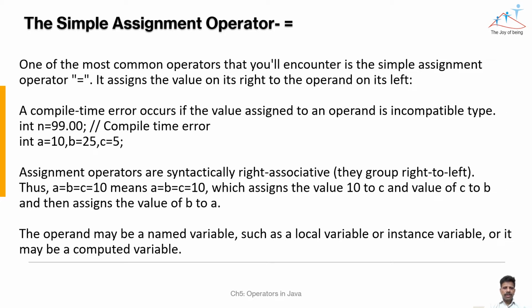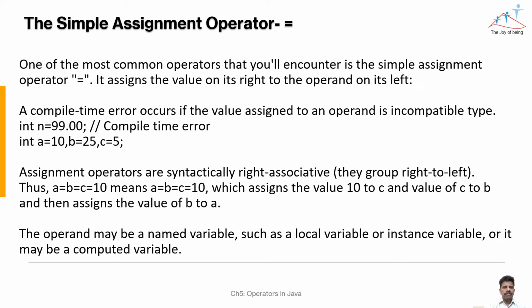Here you can see an example: int a = 10. The meaning of this is that the right hand side value, 10, will be assigned to the left hand side operand, here a. If it is an expression, x = a + b, first the right hand side expression will be evaluated, and the final result will be assigned to the left hand side operand.